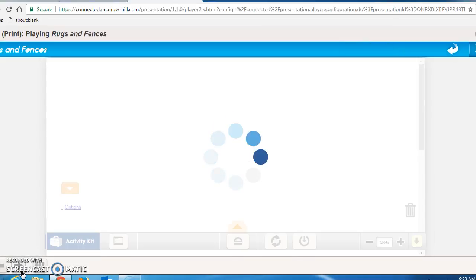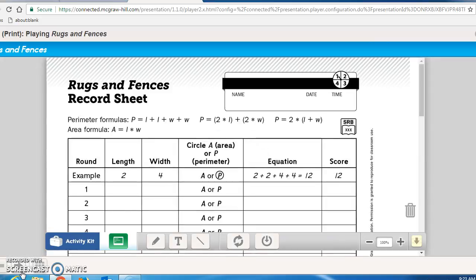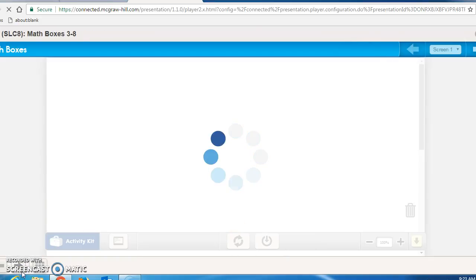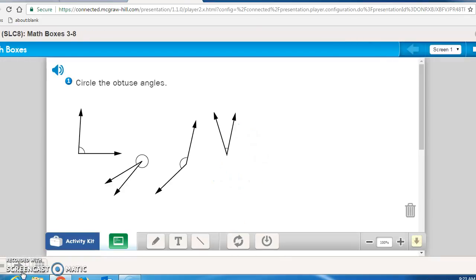So Math Journal, page 90 is math boxes. It is not rugs and fences, the games that we will be playing. It's looking at circling the obtuse angle. And remember, down in the corner on Math Journal, page 90, if you forget what the word obtuse says, it tells you where to look in your SRB, your student reference book, so that you can look it up to help you remember that. When you finish Math Journal, page 90, I want you to bring it back to me so I can double check it quick.